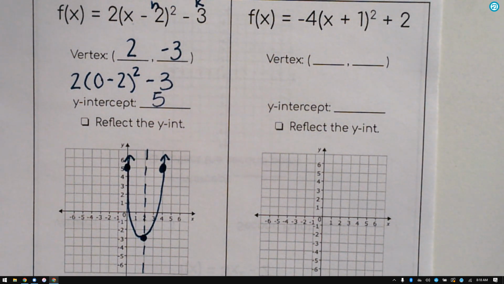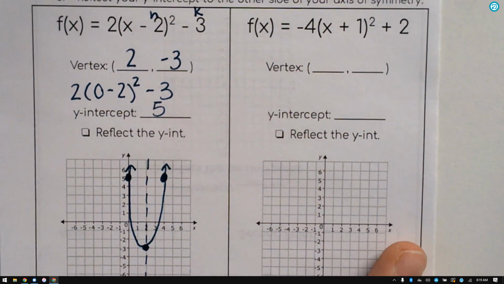Okay, we've got one more on this side, and then we have one on the other side that's slightly different. It is the reason why I have that one on the other side. There's not going to be one like it on your assignment, but there is an extra credit assignment up here that does have some like it, so I wanted to show it to you as well. So we've got -4 times x plus 1 squared plus 2.